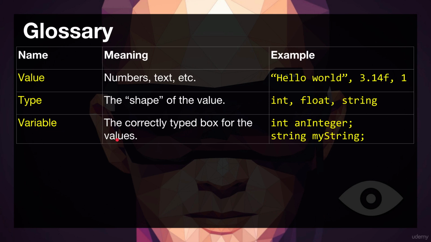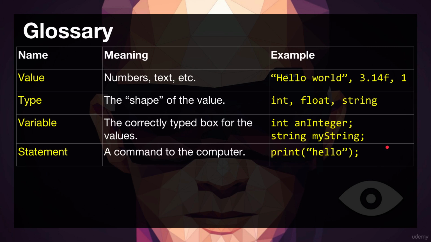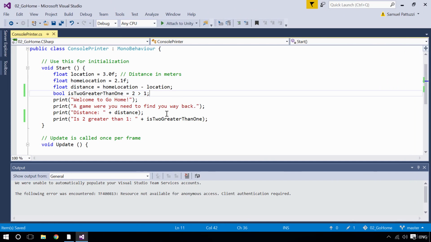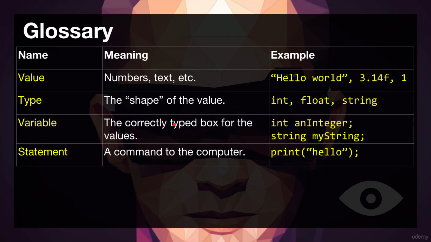Then we have the variable, which is the box with the correct shape for the value. So we've got things like an integer, which has the shape of int, or the type of int, and a string, and so on. We've also seen statements. These are the things that end in semicolons. They are the commands to the dumb computer, the dumb actor, and they tell it what to do, basically step by step. That's a statement.